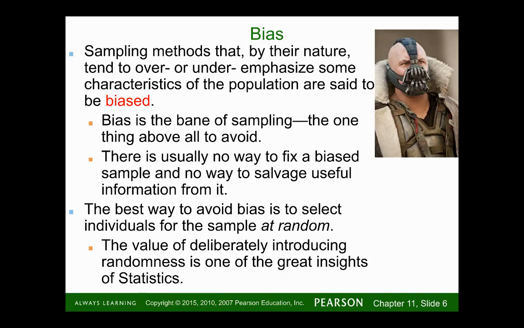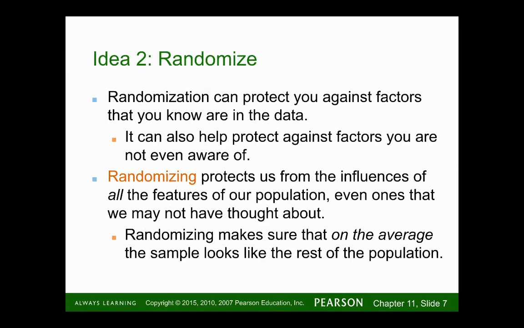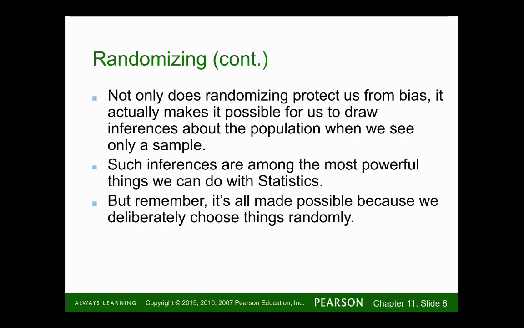But the value of deliberately introducing randomness is one of the great insights of statistics. So randomization can protect you against factors that you know are in the data. It can help protect you against factors you are not aware of. So I said specifically that we're going to sample from both towns, but even that could show some bias. Randomizing protects us from the influence of all the features of our population, even the ones that we may not have thought about. Randomizing makes sure that the average sample looks like the rest of the population.